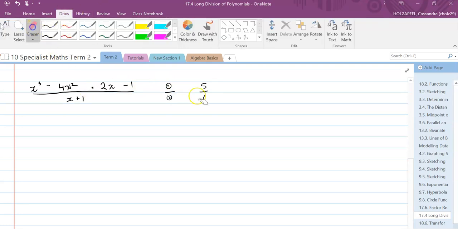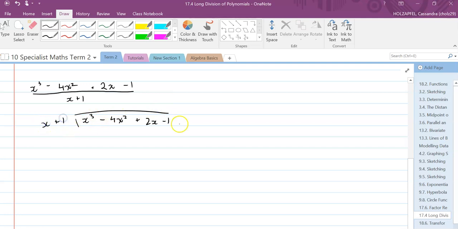Okay, so let's go ahead and draw this under our box symbol and pop our divisor on the outside. So we have x cubed take 4x squared plus 2x take 1 under the box and then divided by x plus 1. So again, I'm just going to put my little symbols here to remind me. When we're doing the divide step, we're just looking at the x's. And when we do the multiply, we're going to use the whole divisor.